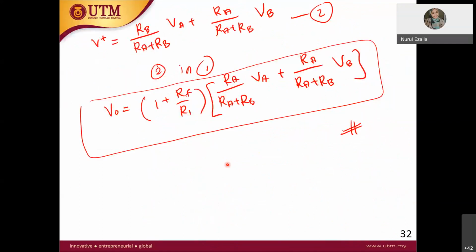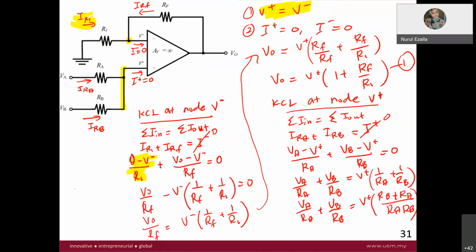You'll be getting this. Will this kind of question be asked in the final exam? Yes, the derivation. The key to success is these two assumptions: V plus equal to V minus, and I plus equal to 0, I minus equal to 0, and finally apply KCL.